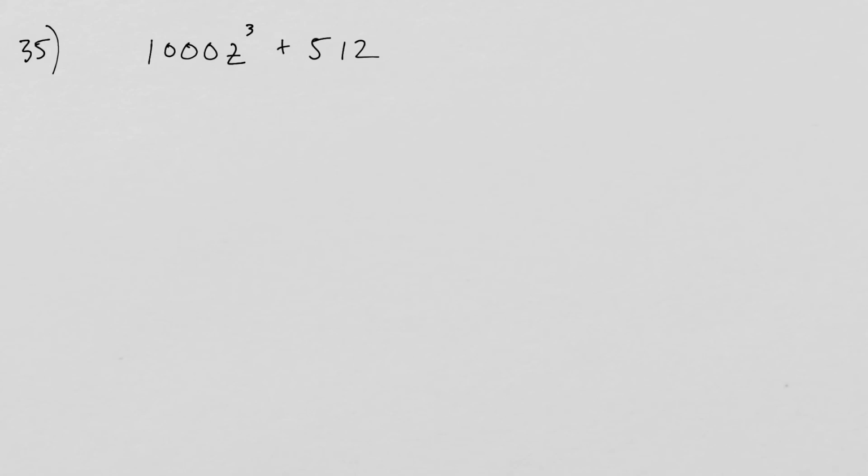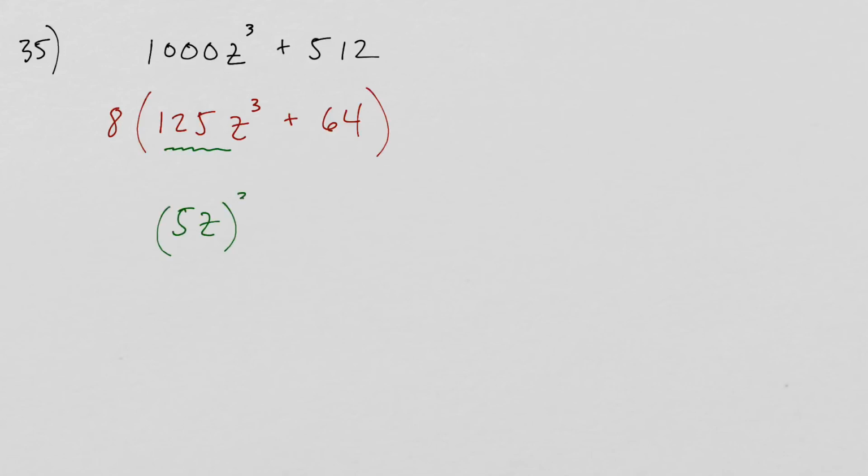Remember, the first step in any factoring problem is to take out a GCF. Both of these items are divisible by 8. So let's start there. 8, and we'll have 125z cubed plus 64. Now, I can see that this is the sum of two cubes. The cube root of this is 5z. The cube root of 64 is 4.